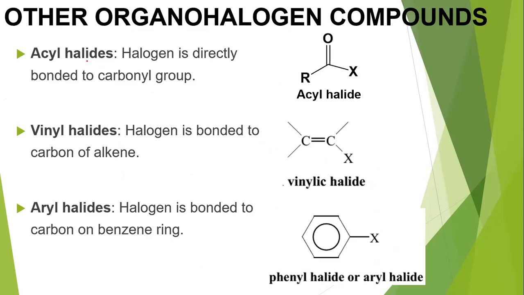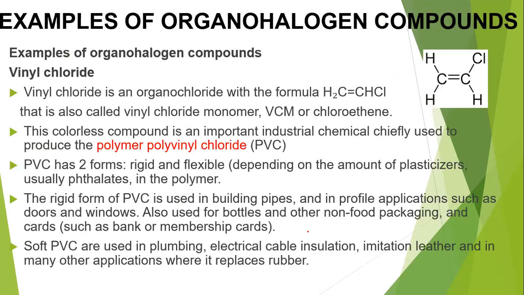Now, other organohalogen compounds. So we have acyl halide. This is the acyl group, R. When the acyl group is bonded to a halogen, we call it an acyl halide. Now, we have a vinyl halide. This means if we have a vinyl group bonded to a halogen, it is a vinyl halide or vinylic halide. Then this benzene group is called an aryl group. If it's bonded to a halogen, it's called an aryl halide.